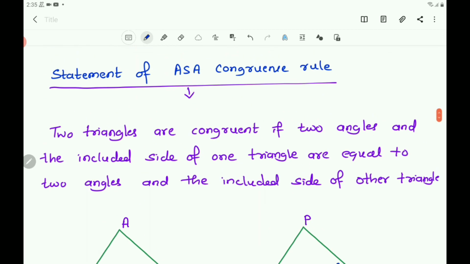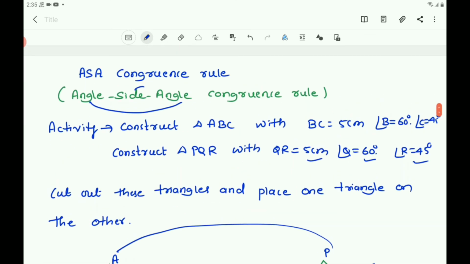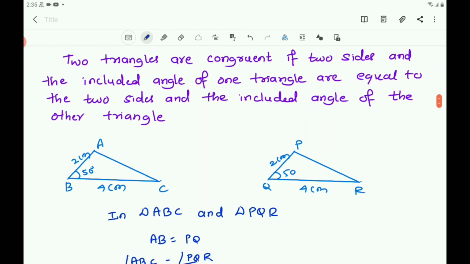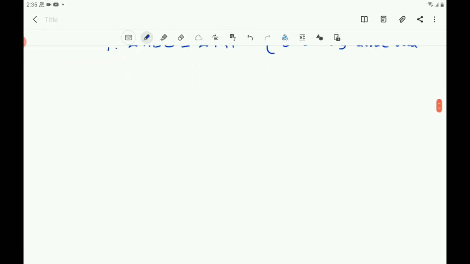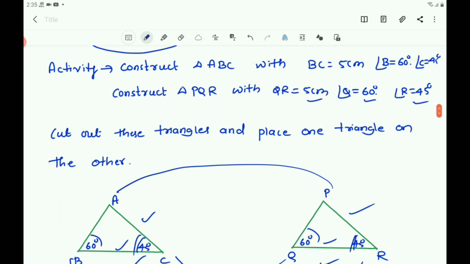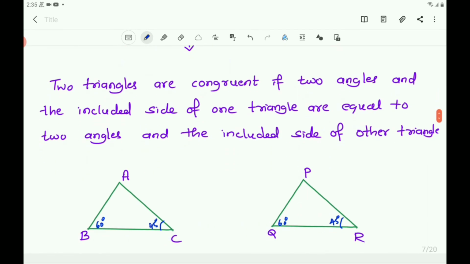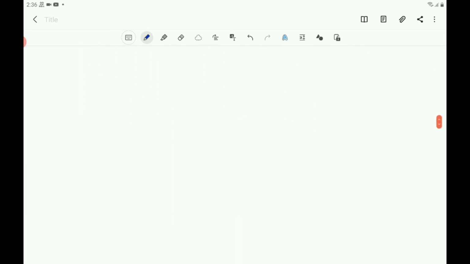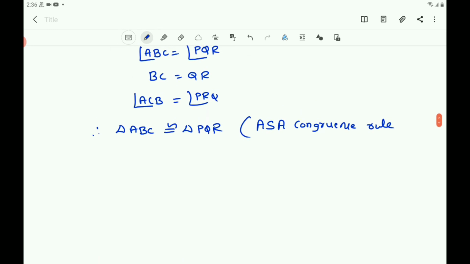In this way, here we studied two congruence rules. One is the SAS congruence rule, side angle side, two sides and included angle of one triangle, and the two sides and included angle of the other. Now, ASA congruence rule, here two angles and included side of one triangle, and the two angles and the included side of the other. ASA and SAS. And there is an exercise based on these two congruence rules, and let us solve the exercise in the next video.